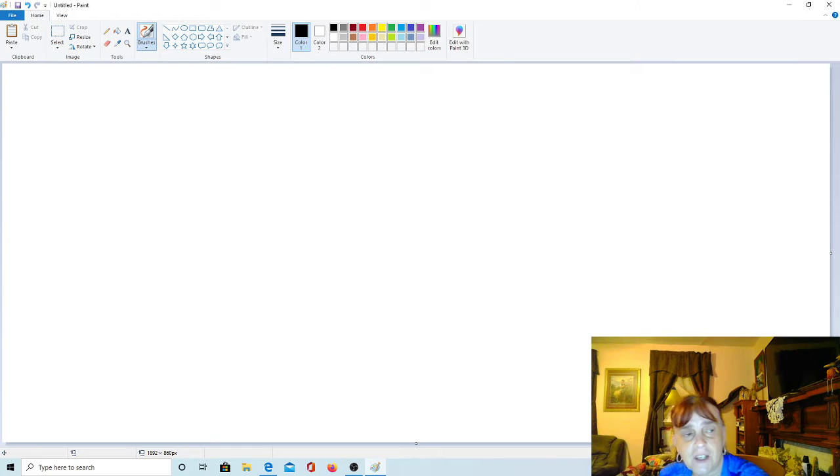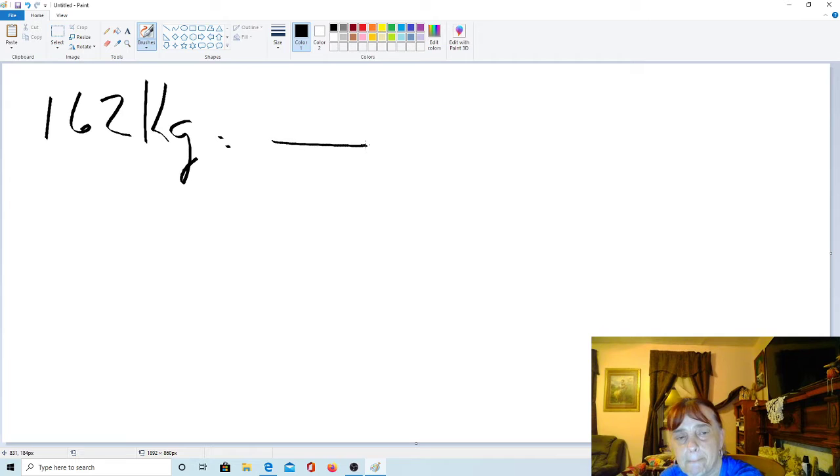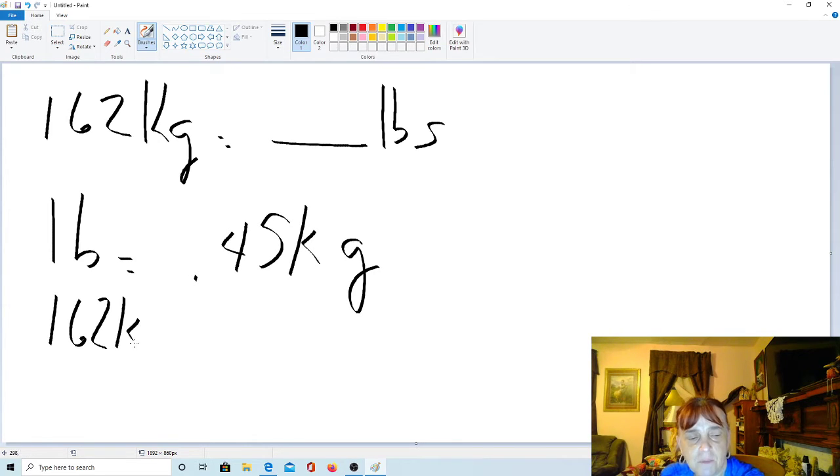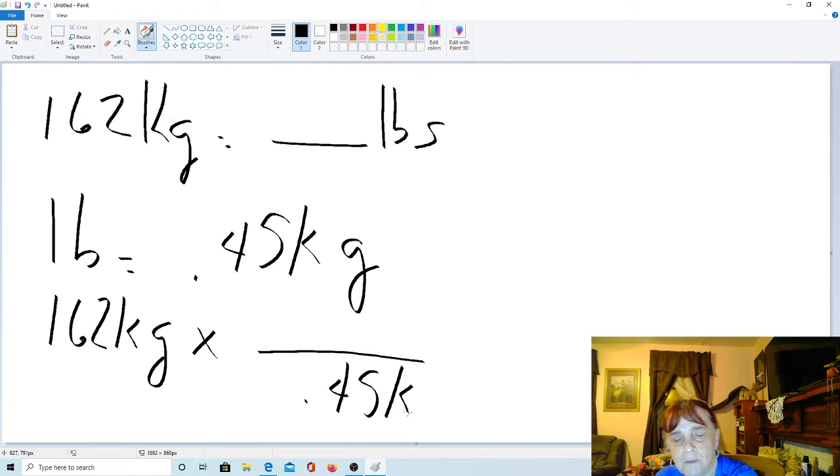And 162 kilograms is how many pounds? One pound is 0.45 kilograms. So you have 162 kilograms. Divide this by 0.45 kilograms per pound. 162 divided by 0.45 is 360 pounds.